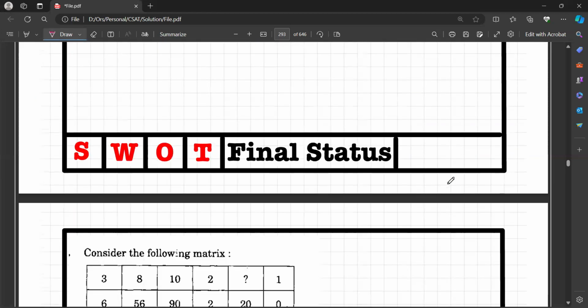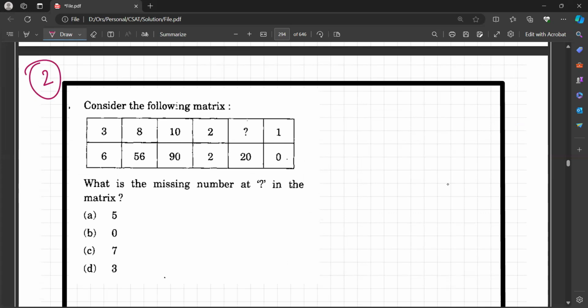That is question number 2. There is a sequence here. You need to find the missing number. Clearly, I can see 8, 56 are related, 10, 90 are related, 2, 2 are related, 1, 0 related, 3, 6 related. That is 3 into 2, 8 into 7, 10 into 9, 2 into 1.